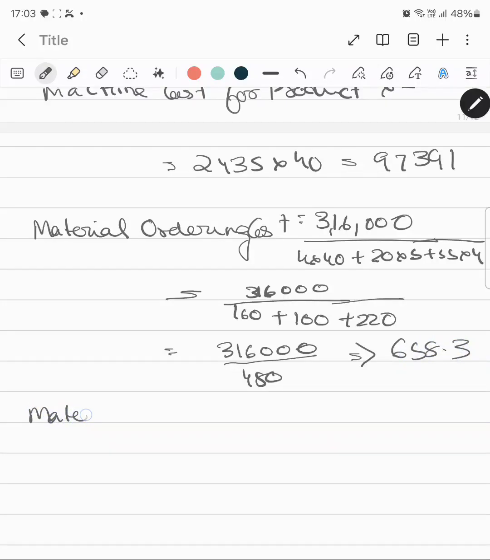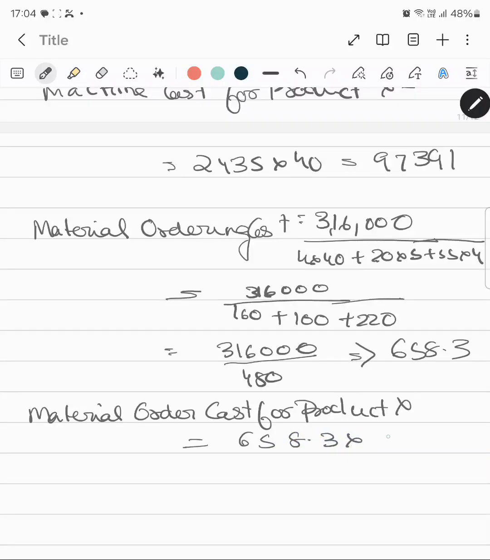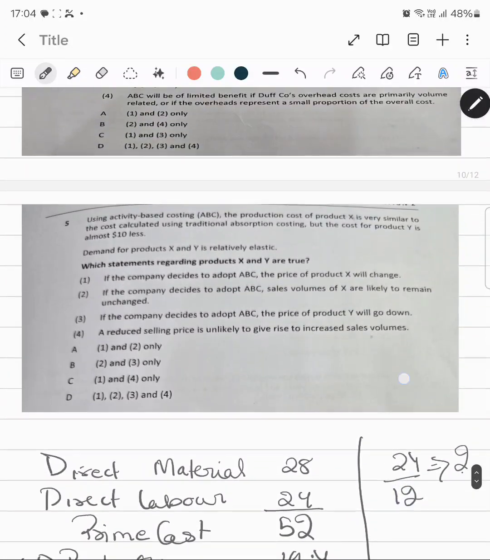So the material order cost for product X is equal to 658.3 into 4 into 40, that is 160. So the cost is 105,333.3.